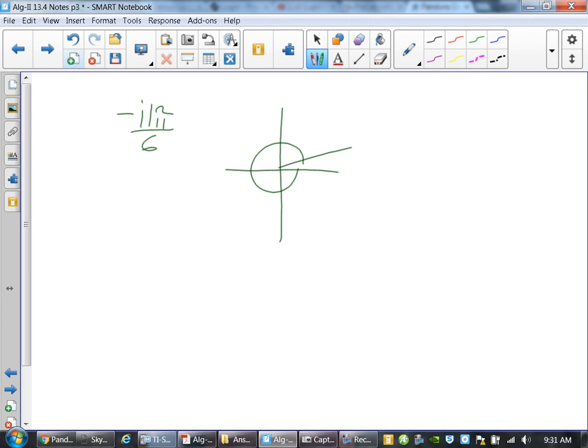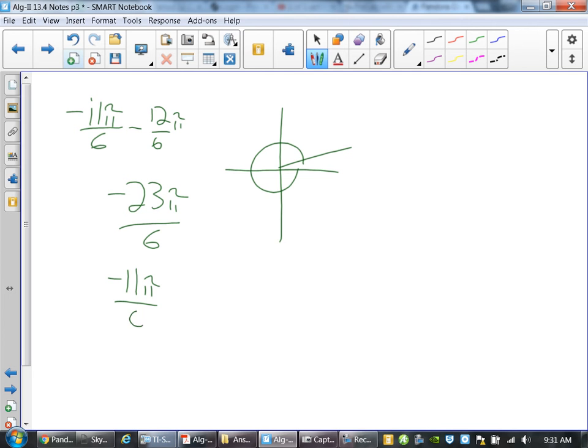So if I subtract 2 pi, to go around again, I'd be more negative. So I'd subtract 12 pi over 6, and I get negative 23 pi over 6. And then if I take the 11 pi over 6 and I add 2 pi, I get pi over 6.